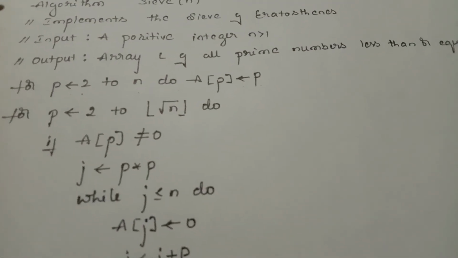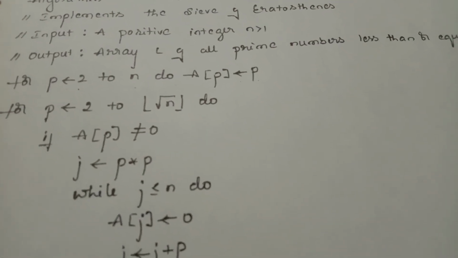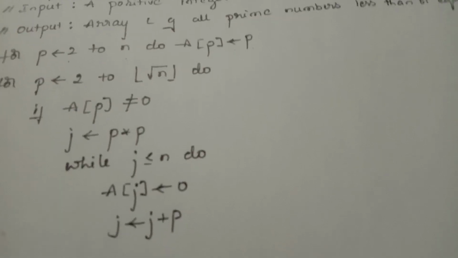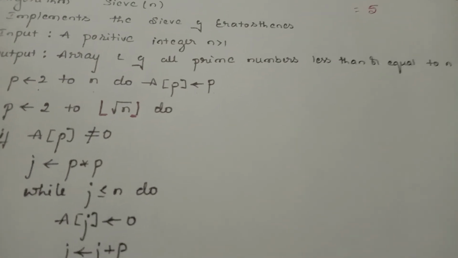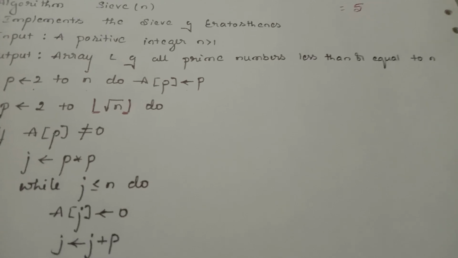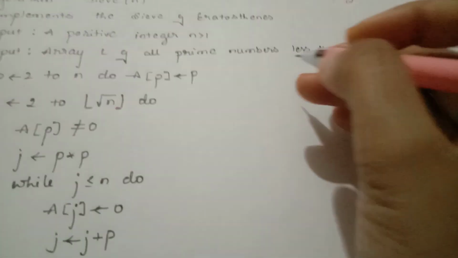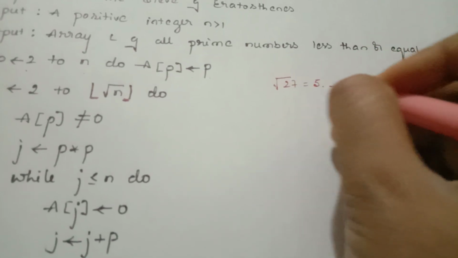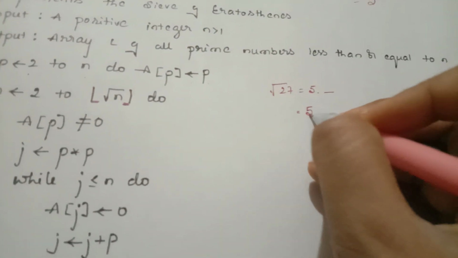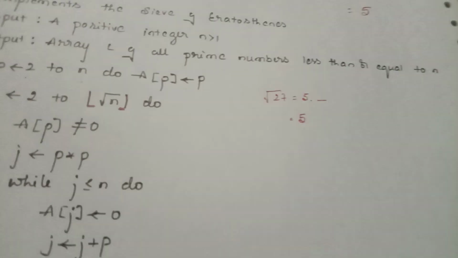Now what do we do next? We will next do, for p equals 2 to floor of square root of n do. So here you can see how the brackets have been written. That is, we have to get the lower value. When we round off the values, we should get the floor value. That is, if you get the square root of 27 and we get 5 point something, we have to round it down to the value 5, not 6.